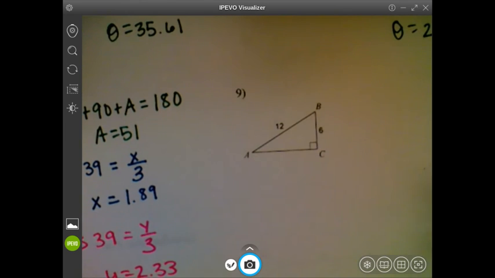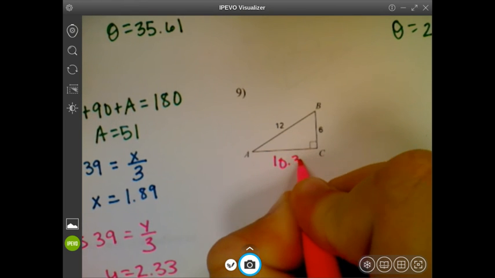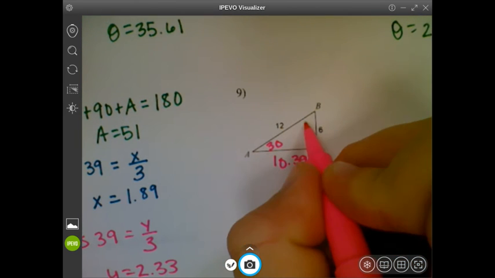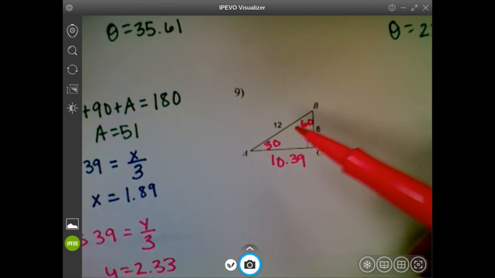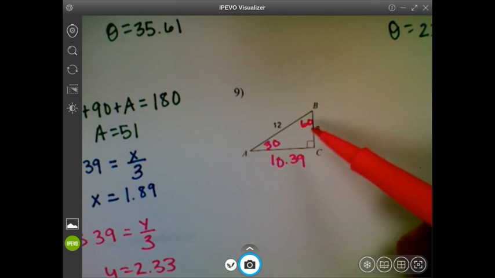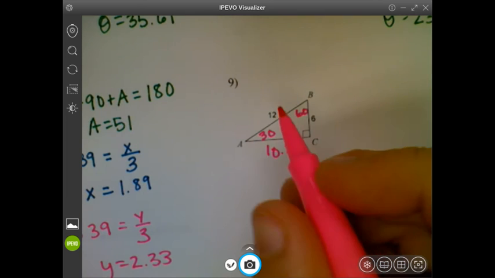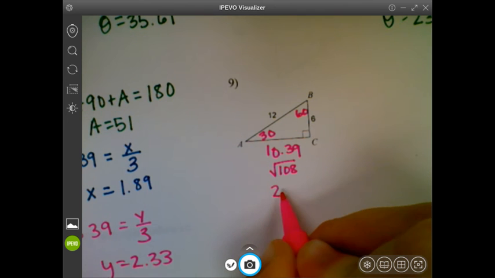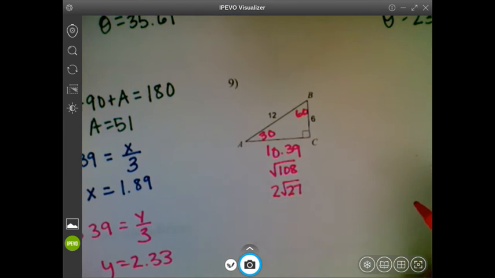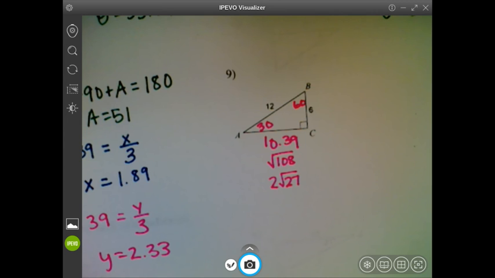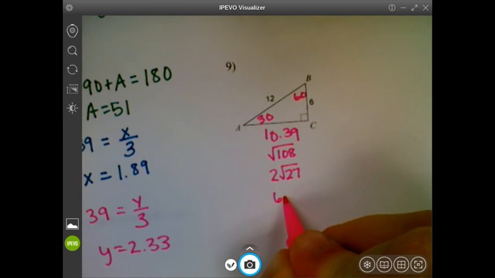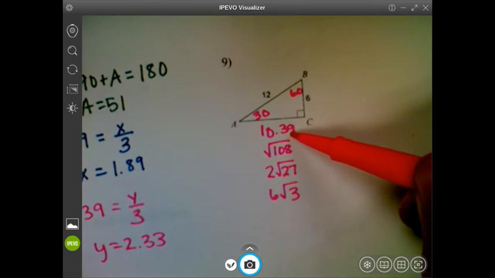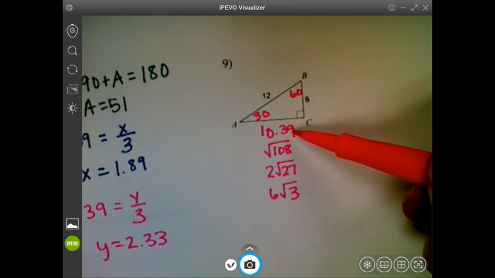All right, so this side is 10.39. This angle in here is actually a 30-degree angle, and this angle is a 60-degree angle. So if you solve this, you should have gotten these. If you use the Pythagorean theorem here, you would have had the square root of 108 instead, which would have simplified to 2 square root of 27, which then would have continued to simplify to 6 square root of 3, I believe. Right? 6 square root of 3. And all of these are equivalent. They're all equal to 10.39.